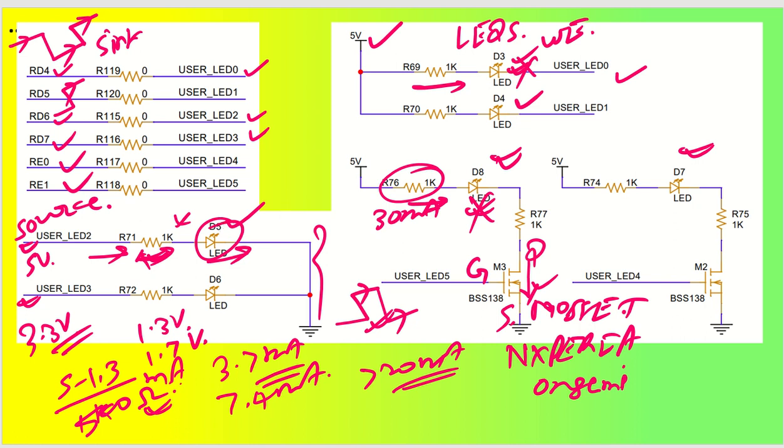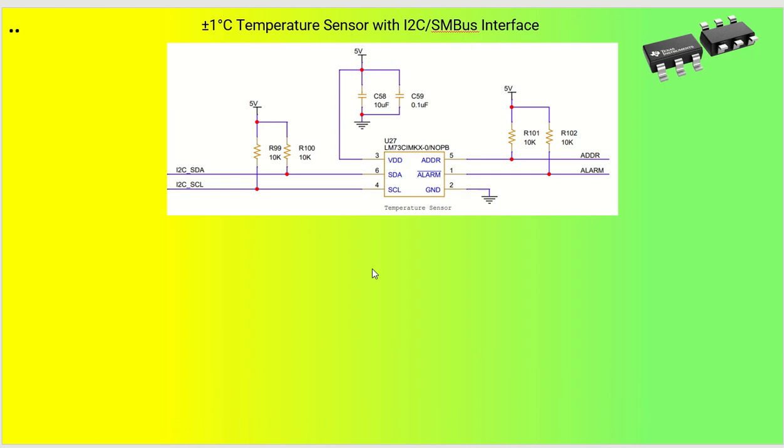Let us now connect some other peripherals. So we'll be talking about temperature sensors. This has a capability of plus minus 1 degree centigrade resolution. And this has the capability of an SMBus interface or I2C interface.